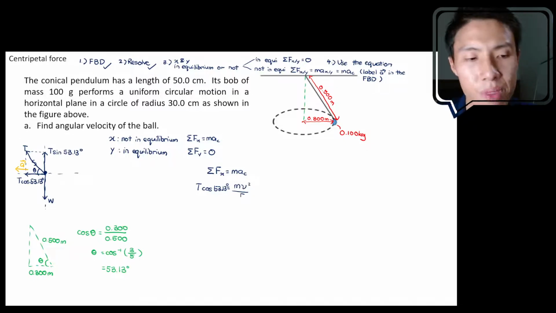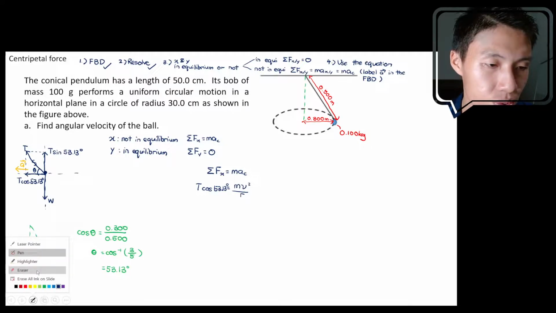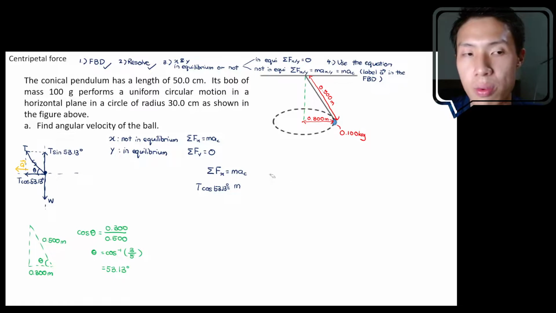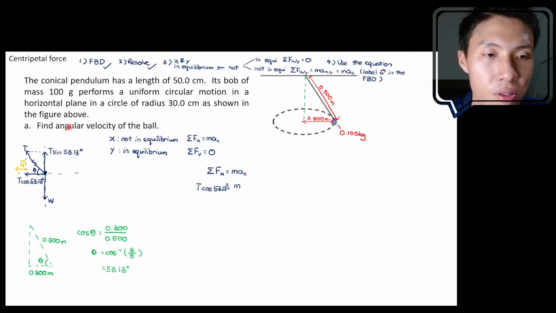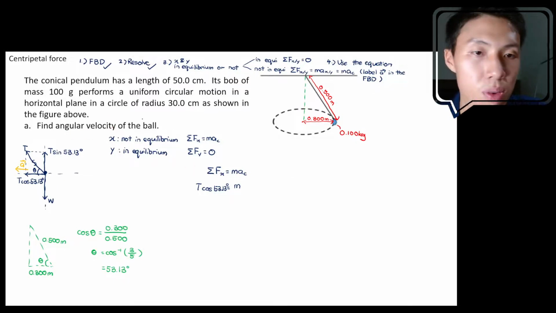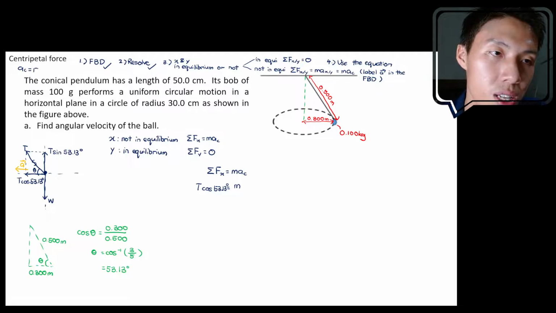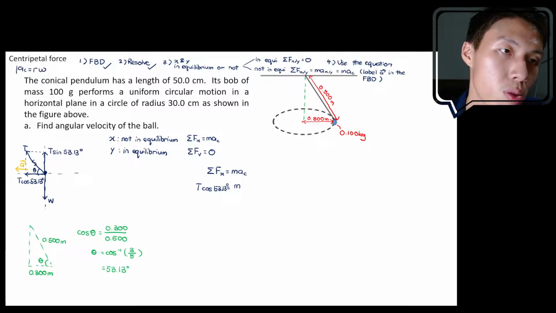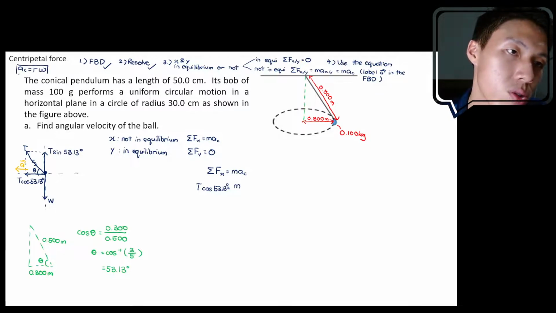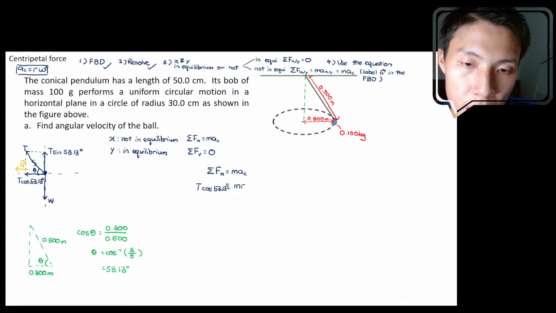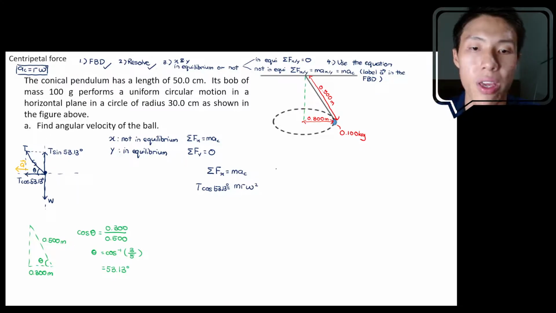Okay, actually mv squared over r is not really the best equation that we can substitute. We know that v squared over r is centripetal acceleration, but now they're asking for angular velocity. We know that angular velocity is omega. So how do you relate between AC and omega? We relate the centripetal acceleration and omega using AC equals r omega squared. So therefore we are going to replace this equation to be m r omega squared.